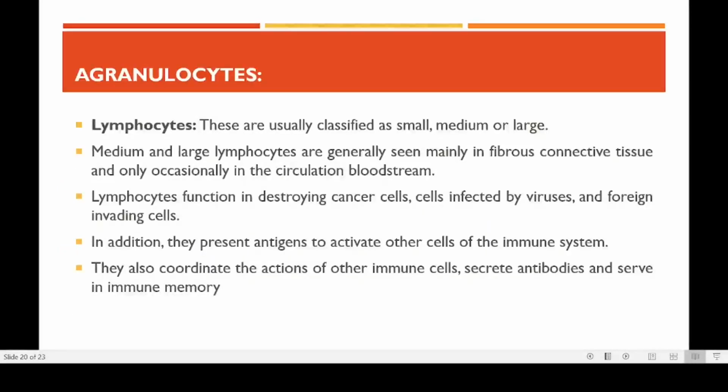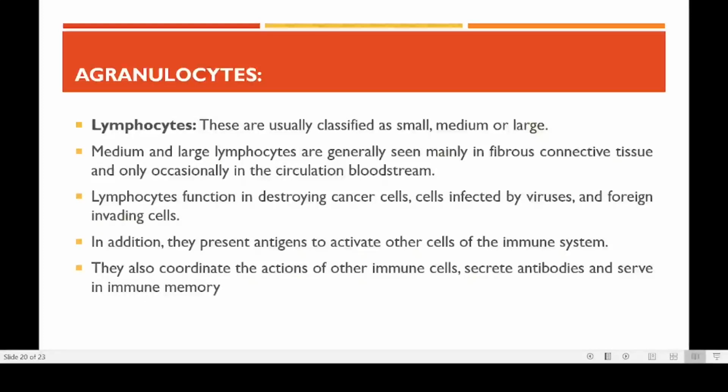Now there are some other features of the lymphocyte. Medium or large lymphocytes are generally seen in fibrous connective tissue. We can find a lot of lymphocytes there, and also in the blood. In the bloodstream also we can find a lot of lymphocytes. There are different types of connective tissue in our body, and fibrous connective tissue is one such type, and lymphocytes are mainly present in the fibrous connective tissue and in the blood.